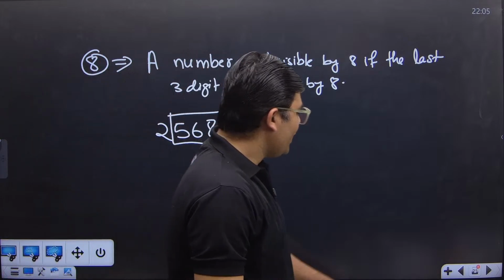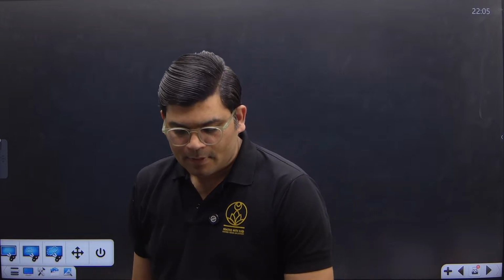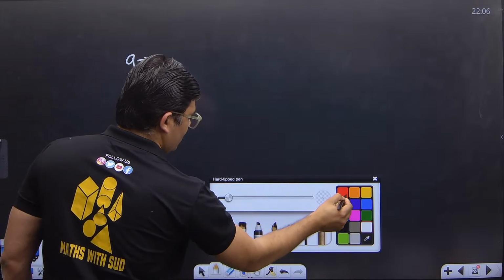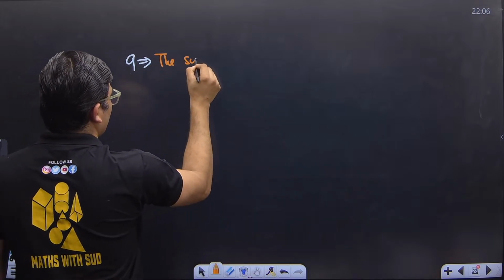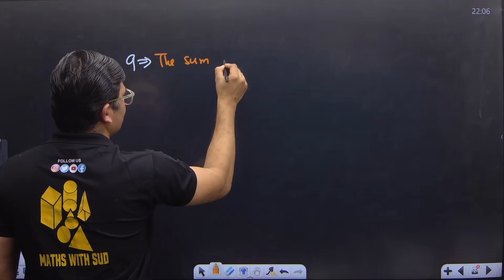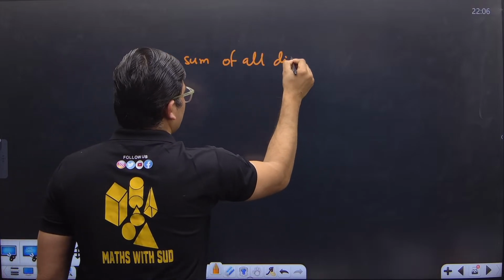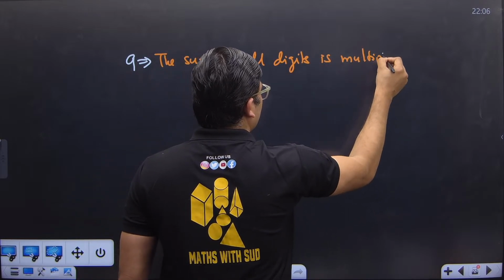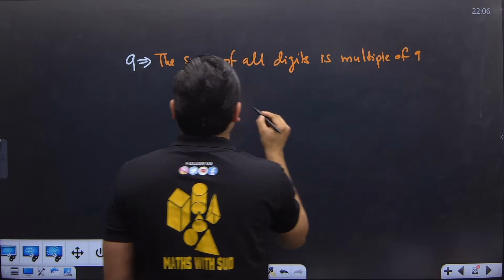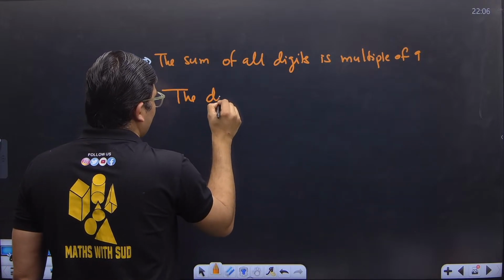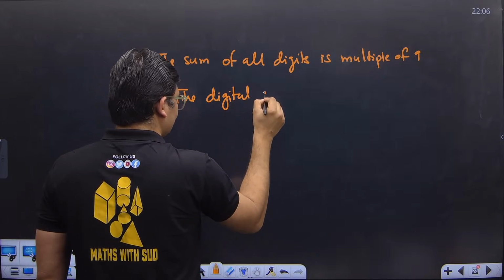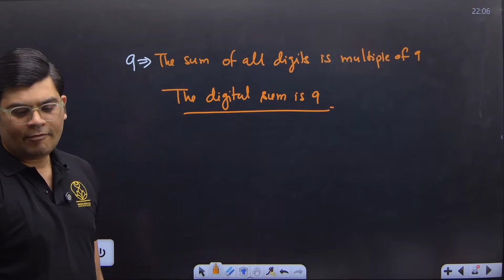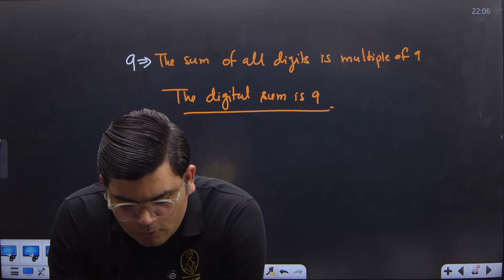Alright. What is the divisibility rule for 9, beta? The sum of all digits should be a multiple of 9. You can say like that, or I will say in one line, the digital sum is 9. You add all the digits and the sum will be 9. And you don't need to add all those numbers.